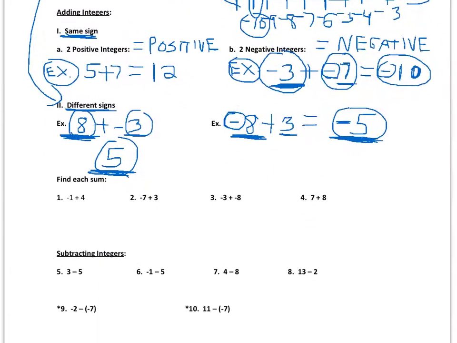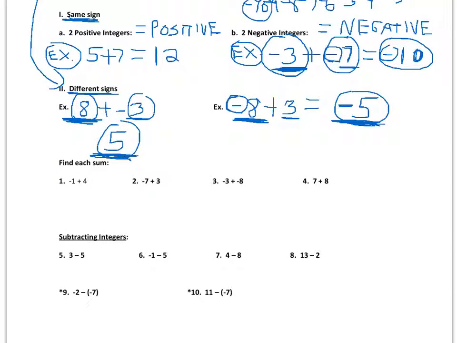Alright, let's look at some examples here. Okay, negative 1 plus 4. This is just like the different signs. I'm adding these. I really can subtract it and do 4 minus 1 is 3. Well, since 4 has the bigger absolute value and it's positive, this stays positive. Okay, this one, again, I'm adding a negative and a positive. If I take the difference of 7 and 3, I get 4. But now the bigger absolute value is the 7 and it's negative, so this is a negative.